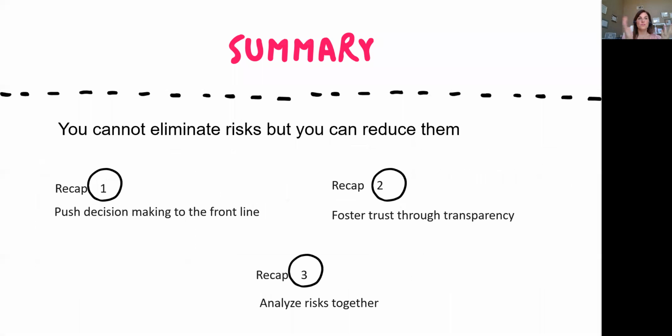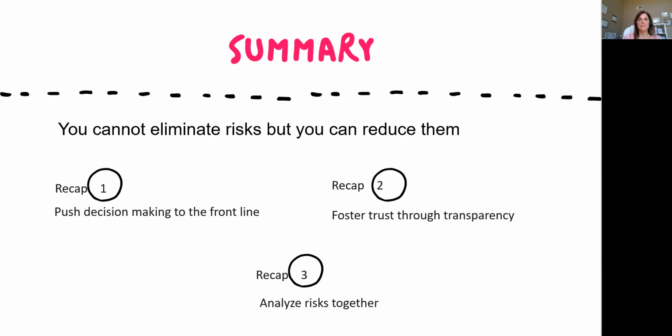So just to summarize this whole chapter on the value of attention, think that you cannot eliminate risk, but you can reduce it. So how can you reduce it? First, pushing decision making to the front line where they get more information from the context and from the customers. Then foster trust through transparency. And third, analyze the risk together to be able to manage it much better.